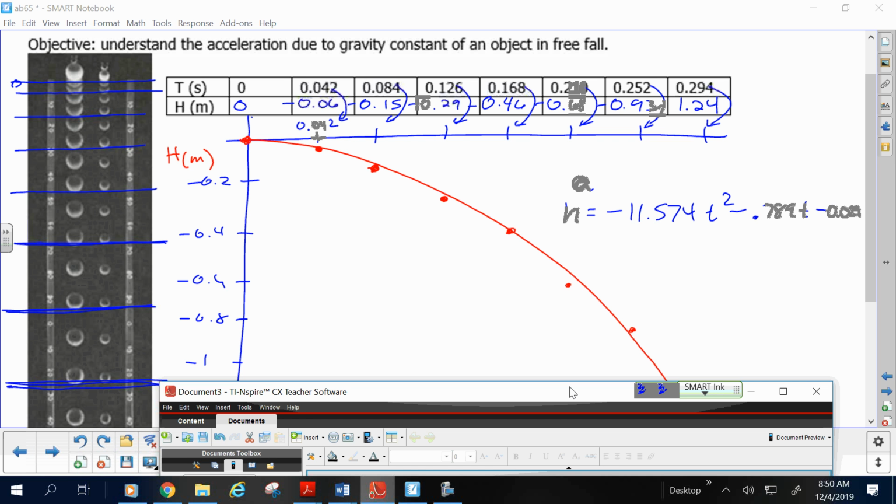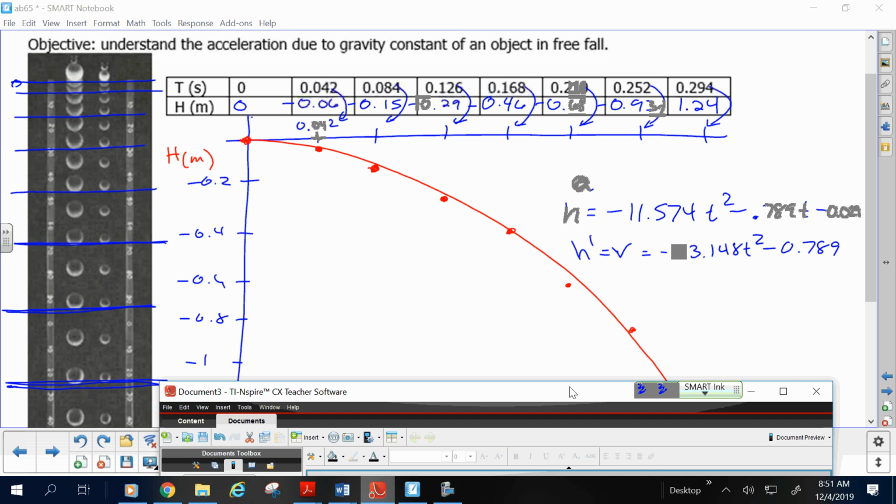All right. Now, the idea of this is from this, we can do a little calculus to get acceleration due to gravity. What is the first derivative of height? What does it mean? What's the change in height over time? Let's say change in position with time. Velocity, yes, okay. The velocity is negative 20, what do we got there? Negative 23.148 t minus 0.789.